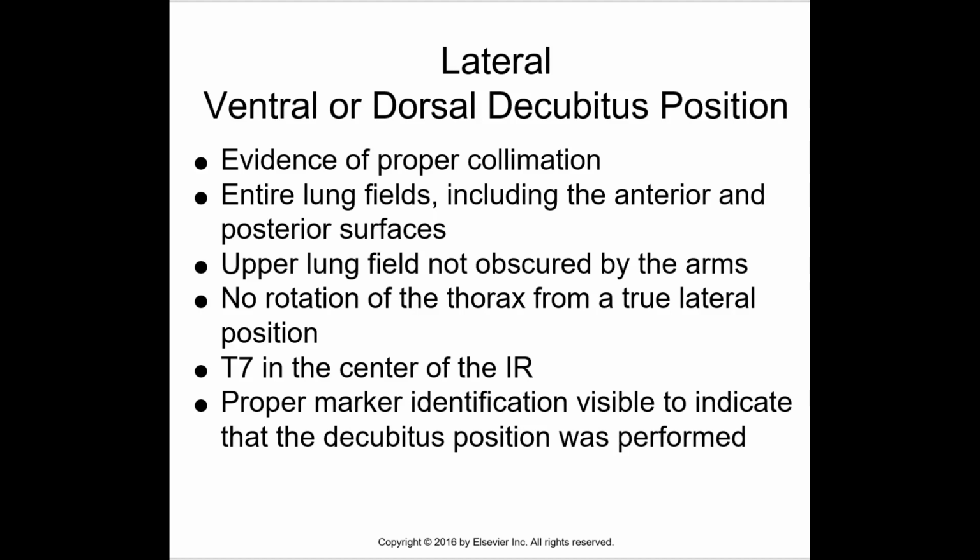Lateral ventral or dorsal decubitus position: evidence of proper collimation. The entire lung field, including the anterior and posterior surfaces. Upper lung field not obscured by the arms. No rotation of the thorax from a true lateral position. T7 in the center of the IR. Proper identification markers visible to indicate that the decubitus position was performed.